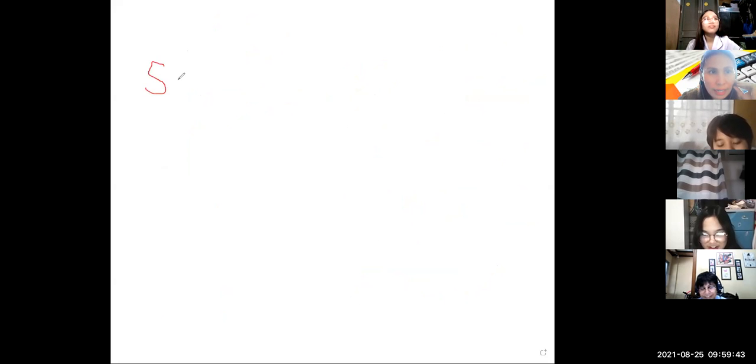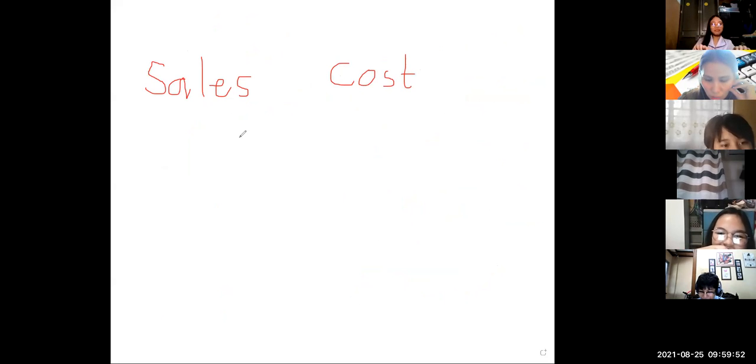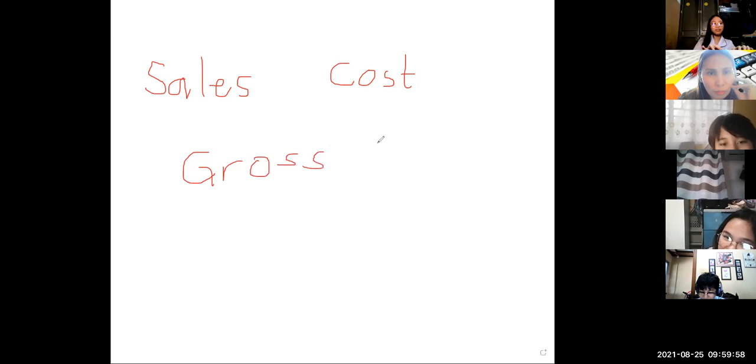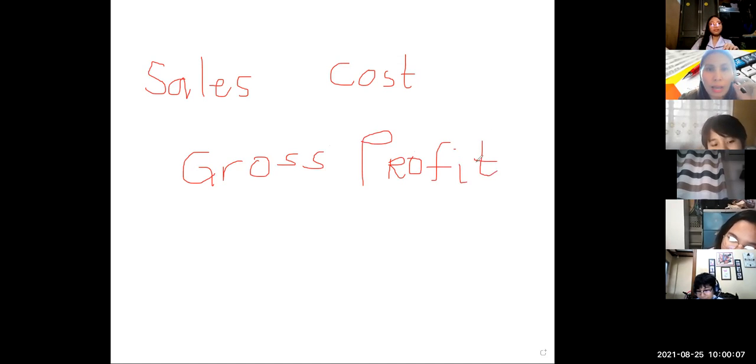Now, how are we going to compute for the gross profit if sales and costs are given? Okay, sales are given. And what are costs? And what are gross profit? Ano ba yung mga terms na yan? We need to define it first. Dito muna tayo sa gross.